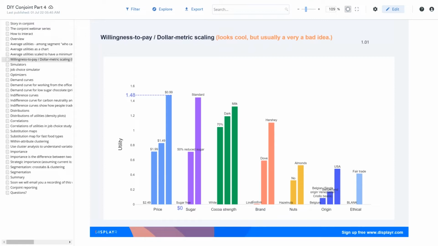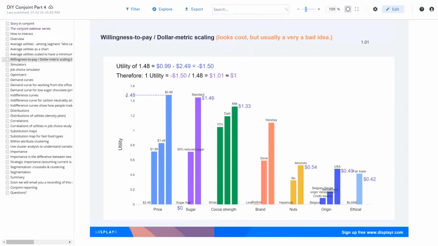You find your price attribute or one of your numeric attributes. I said price is most common. You work out the difference between the highest and the lowest levels. So $2.49 minus $0.99 is a difference of $1.50. And then you calculate the utility of that difference. So $1.50 is worth 1.48 utilities. Using some very simple math, we divide both sides by 1.48. We get one utility is worth around $1.01, or approximately $1 to make our math very easy in this case.